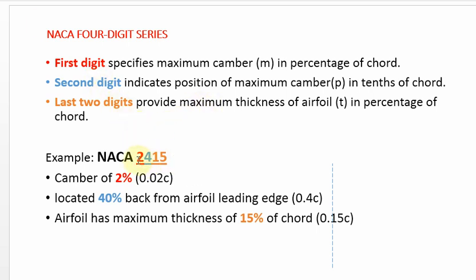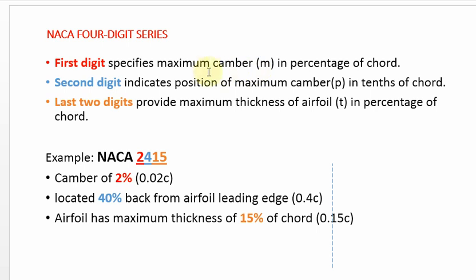We take the example of 2451. So 2451 contains 4 digits, and each and every digit indicates some meaning. We will see one by one what is the meaning of each digit. First you will do the description, and with the example you can identify the values. So you see here the first digit. The first digit specifies the maximum camber in percentage of the chord.